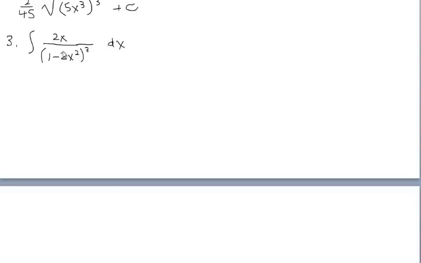For example 3, let's do a rewrite on it. Meaning let's pull up any exponents in the denominator to the numerator as negative exponents. So I'd have 2x quantity 1 minus 2x squared to the negative 3.